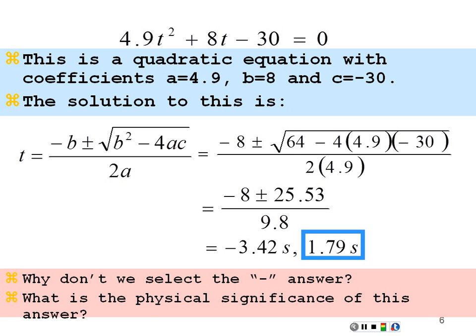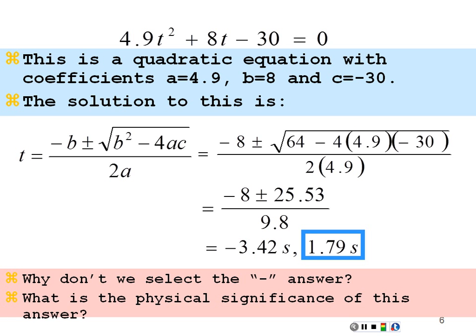But does this negative answer have any physical significance? Yes, it does. If I'm throwing a ball down at 8 meters per second, and it takes 1.79 seconds to get to the ground, then if I reverse this problem in time and go backwards, so that the ball goes up to its apex, comes down and crosses my level, and goes down the displacement back down to the ground, that would have been 3.42 seconds previously in the past.